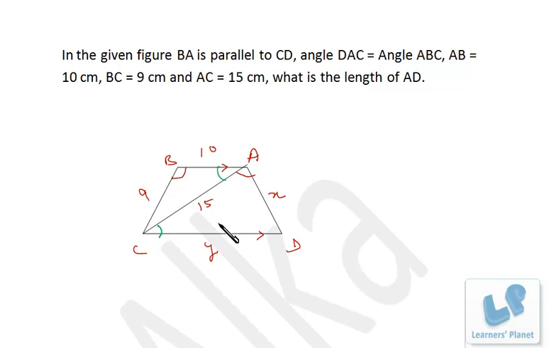Now if the two triangles are similar, we can compare their sides. Now how do we compare? Opposite to this is y, opposite to this is 15. In this triangle, opposite to this is x. In this triangle, opposite to this is 9. And the third side in this triangle is 15, and the third side in this triangle is 10. Now what we have to find out? The length of AD. The length of AD is what? x. So x is what? 15 into 9 by 10.